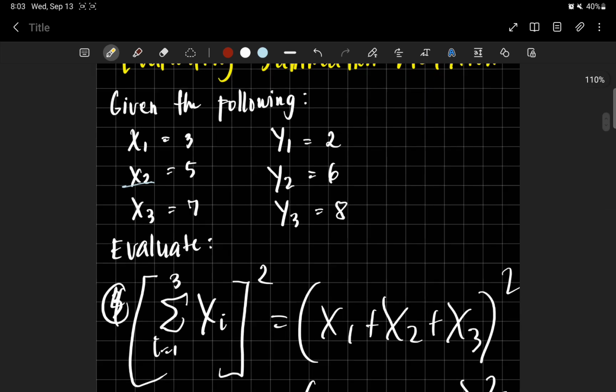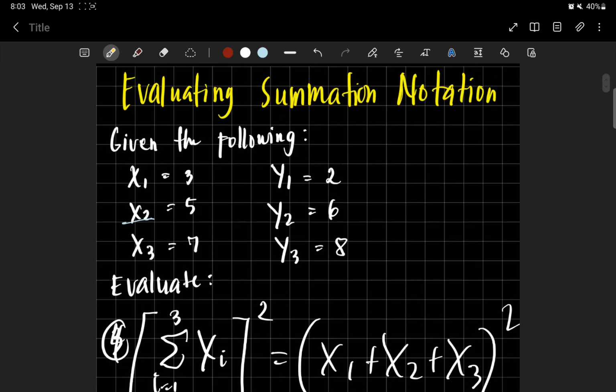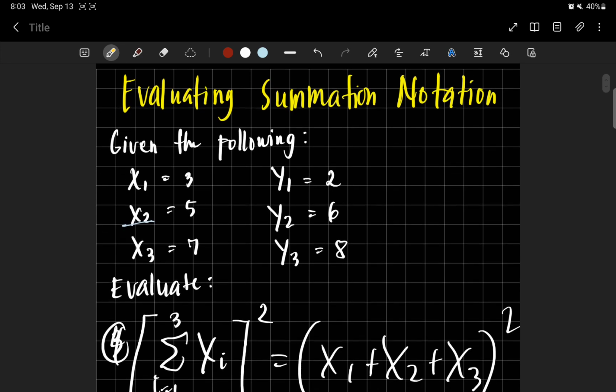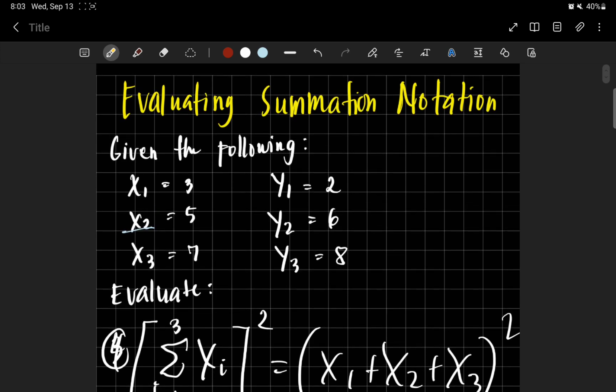Okay, so I think na-cover ko naman lahat ng possible ways na kung saan ma-evaluate natin yung summation notation.